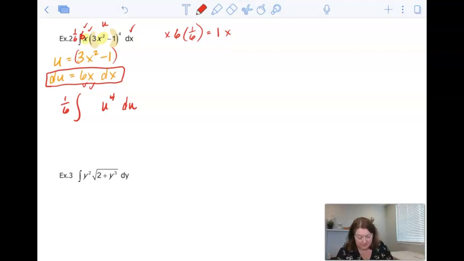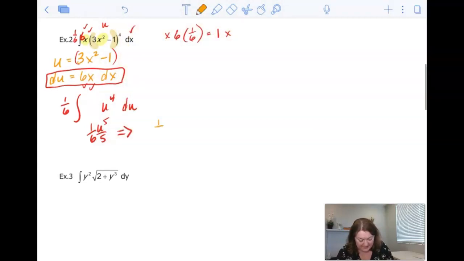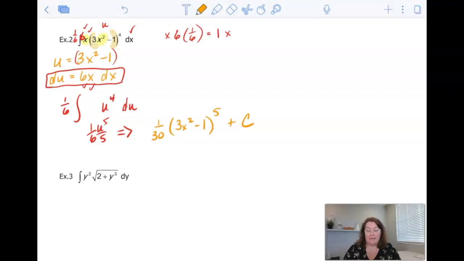Let's power it up. We power it up, we get u to the 5th over 5, bring the 1/6 along, and we would normally do a plus C here, but remember, we're going to substitute back. So when I substitute back, we're going to get 1/30th, and then whatever is left to the 5th power plus C. So what goes in here? Whatever u was. It was 3x squared minus 1. And that's going to be my final answer.